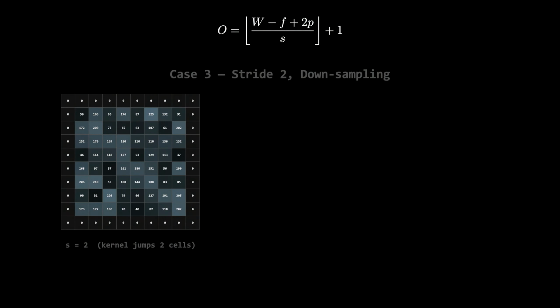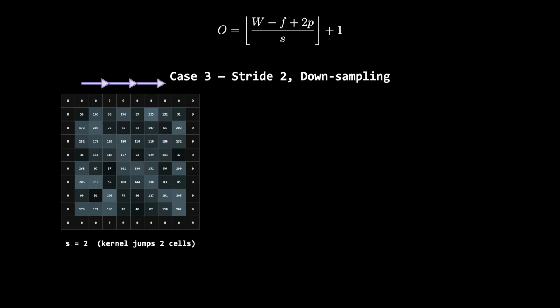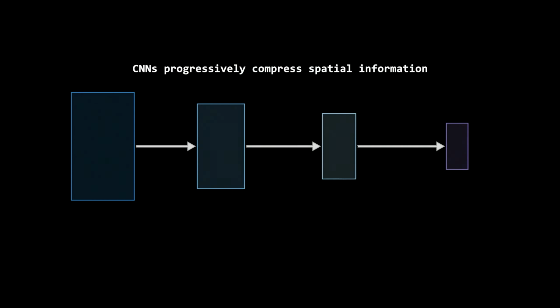Case 3, stride 2, downsampling. Keep padding at 1, but now the kernel jumps 2 pixels between applications. O equals the floor of (28 - 3 + 2)/2 + 1, which equals 14. Resolution halved in a single layer. This is how CNNs progressively compress spatial information as you go deeper.